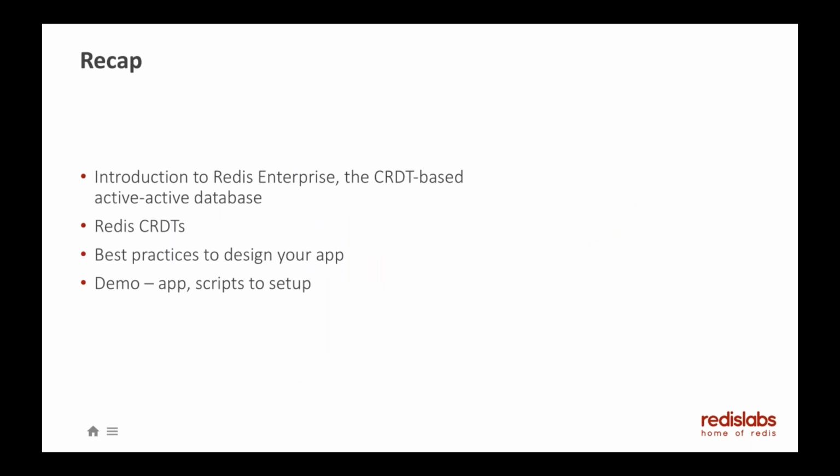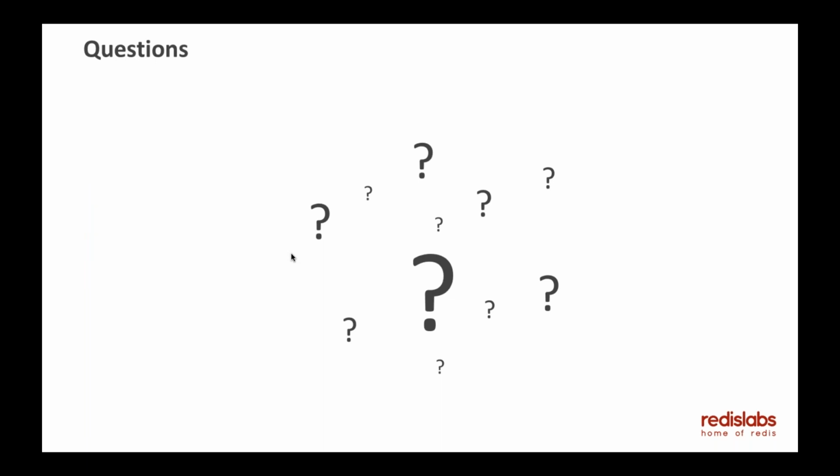So just to recap, we did a quick introduction of Redis Enterprise, and we talked about CRDT, conflict-free replicated data type, and we talked about Redis CRDTs and best practices to design your app. And also you saw the demo. You also saw how to deploy Redis Enterprise in your dev and testing environment. If you have any questions, you can always get back to me. I'll give you my contact information. So that is the topic for today's webinar. And now I'll take some questions.